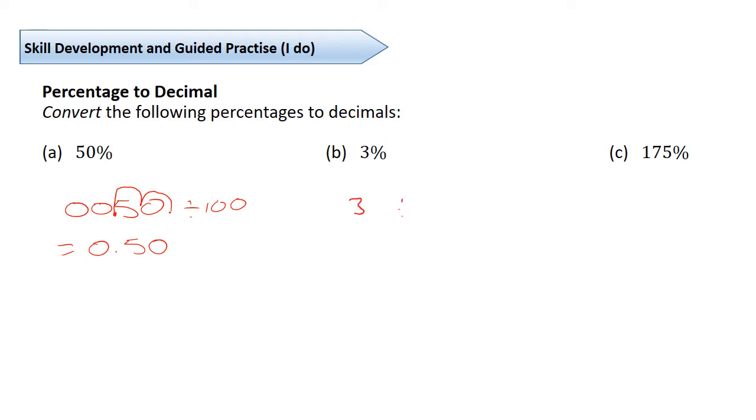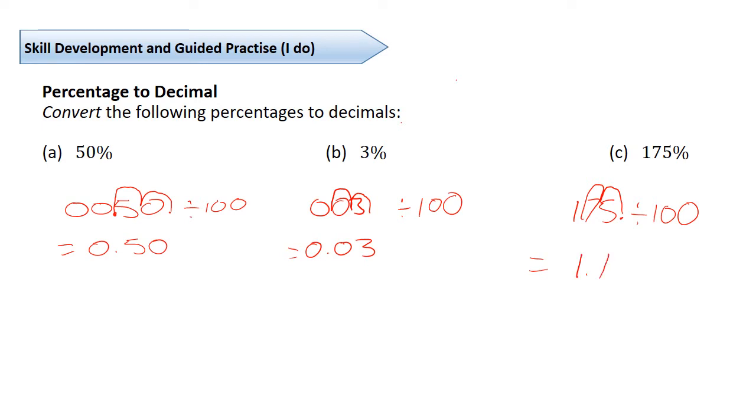3% divided by 100, convert to a decimal. So 1, 2, 0.03. And lastly, 175% divided by 100. So decimal place was originally here, 1, 2, 1.75.